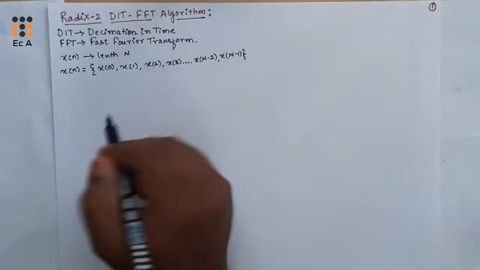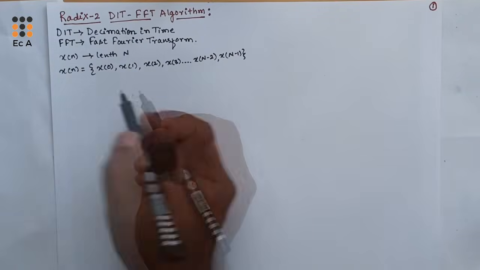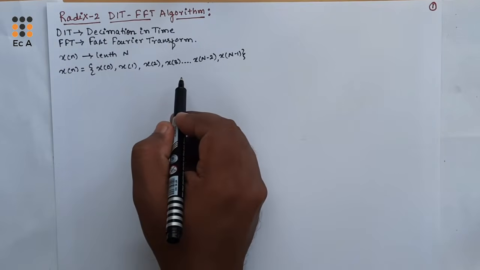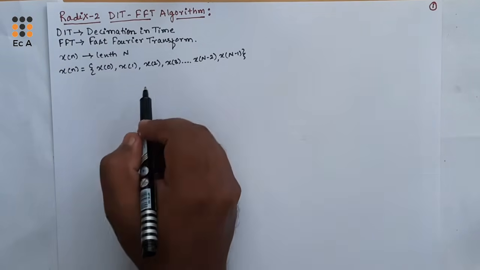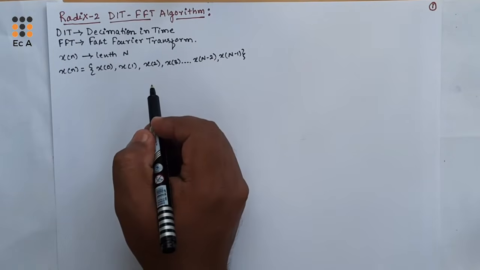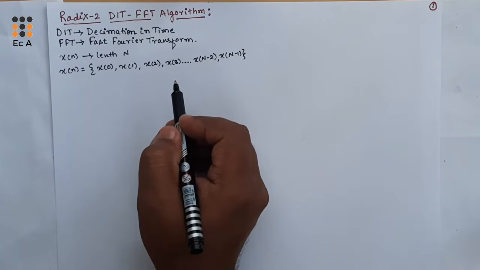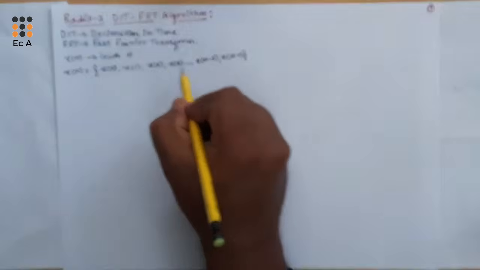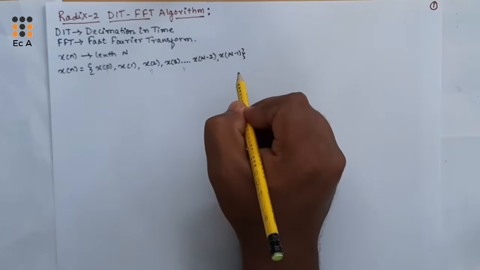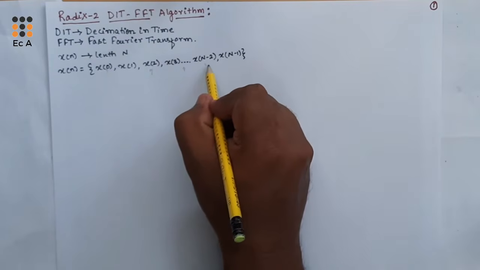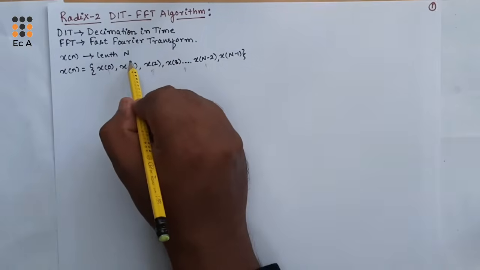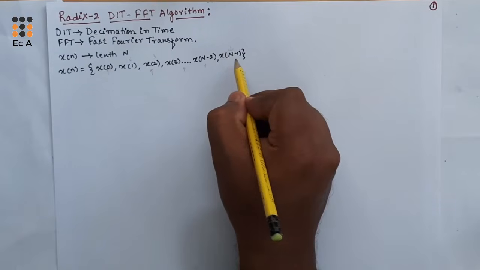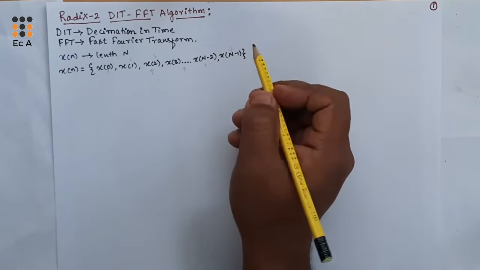Now, let us decompose or decimate x of n into two sequences of length N by 2. So, the two sequences are the even indexed sequence and the odd indexed sequence. In this, x of 0, x of 2, x of 4 and so on up to x of N minus 2 will be the even indexed sequence, and x of 1, x of 3 and so on up to x of N minus 1 are the odd indexed sequence.